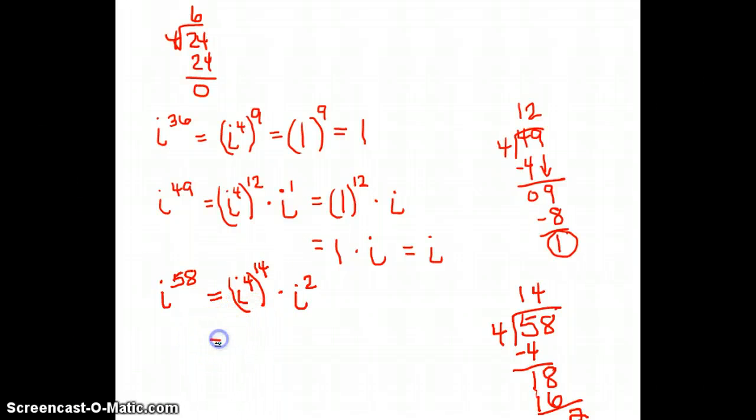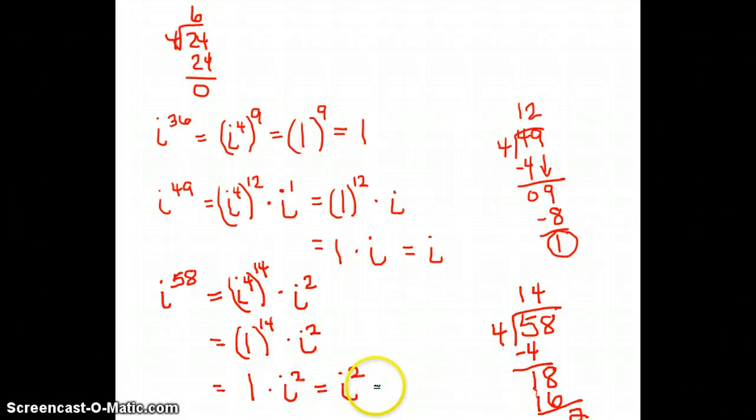Anything that's i to the 4th is just 1, so I have 1 raised to the 14th times i squared. This is just 1 times i squared. So I get i squared. Now what we've seen in our class is that i squared is the only number that actually gives us -1. So my answer to this last one is -1 because i squared is -1, that we found out from our table. So there's 3 examples that go over simplifying the powers of i.